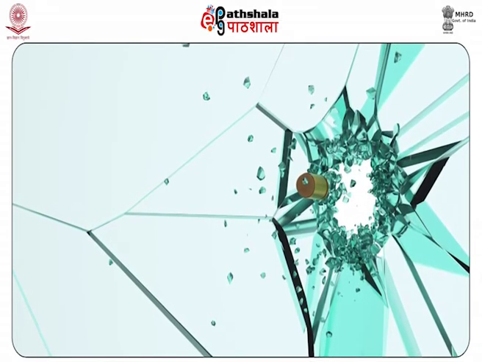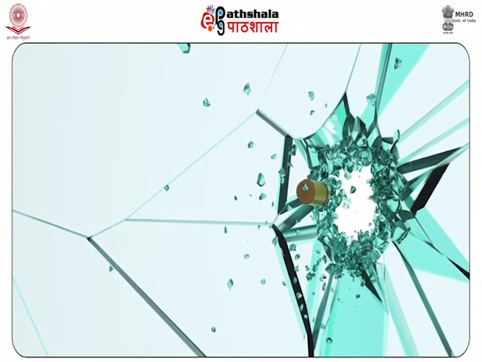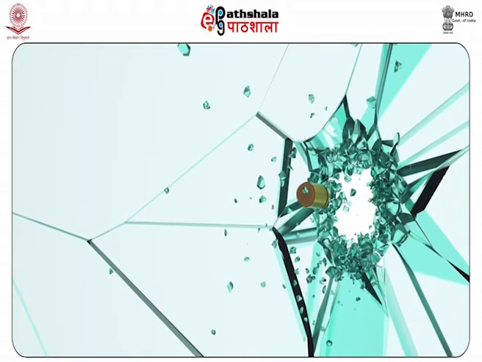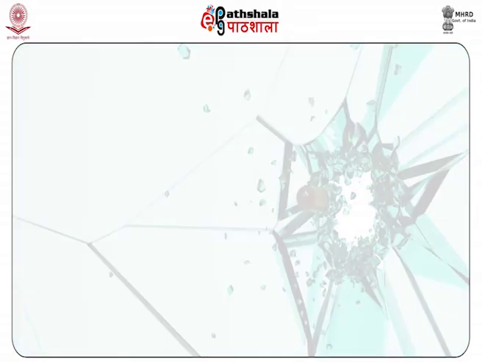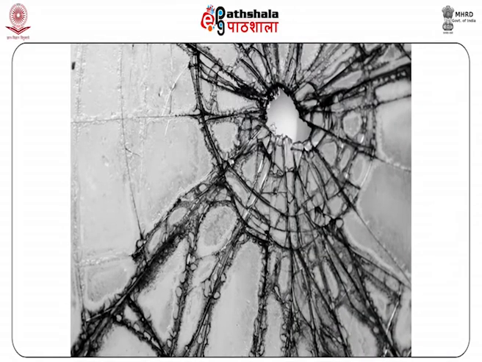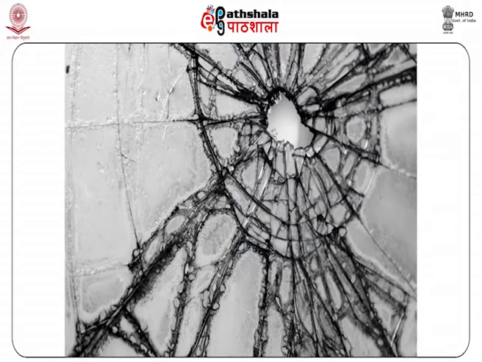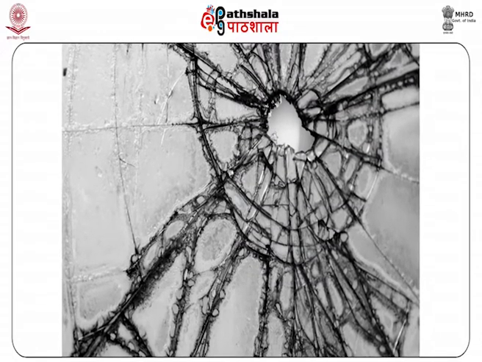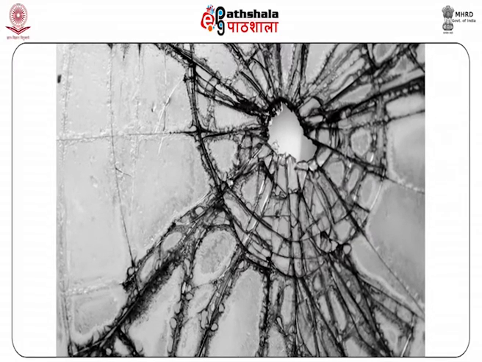A radial fracture in glass travels for some distance, and if it meets another radial fracture that has been formed earlier, it will be stopped. Thus, if the fracture lines from one bullet hole are stopped by the fracture lines of another bullet hole, it may be concluded that the latter was made first.